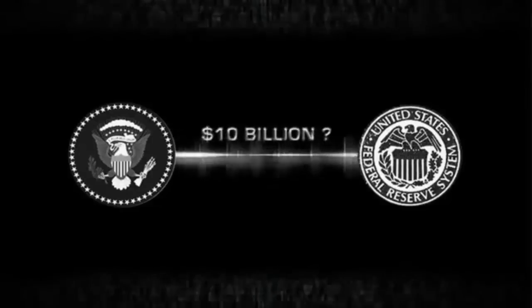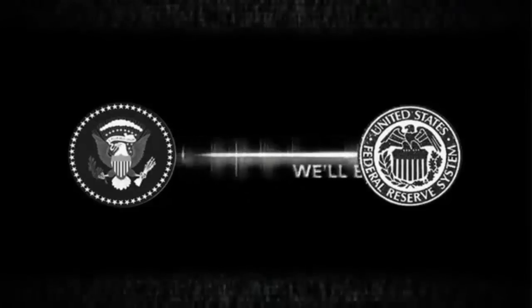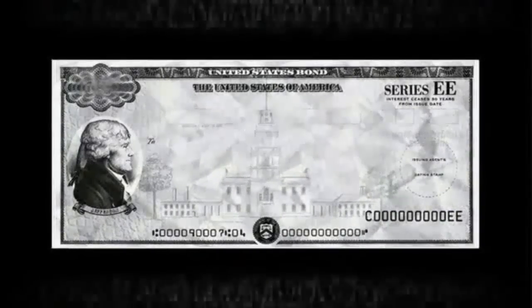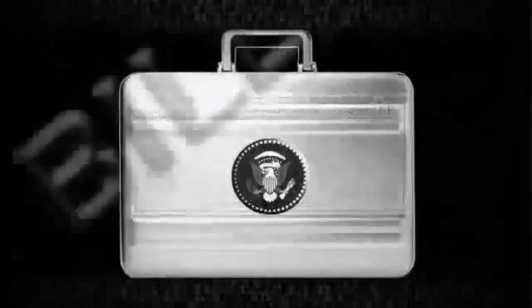It then proceeds to describe this fractional reserve process through various banking terminology, a translation of which goes something like this. The United States government decides it needs some money, so it calls up the Federal Reserve and requests, say, $10 billion. The Fed replies, saying, sure, we'll buy $10 billion in government bonds from you. So the government takes some pieces of paper, paints some official-looking designs on them, and calls them treasury bonds.